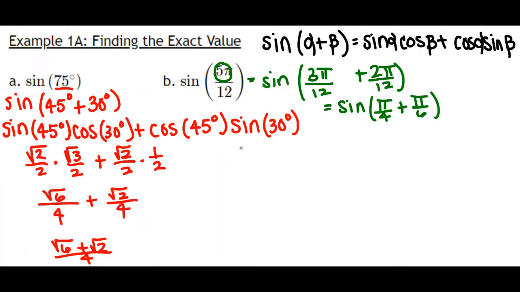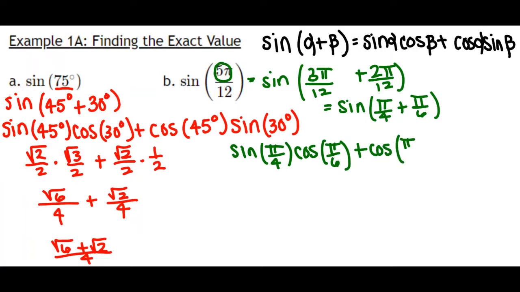I'll write it down here. So I have sine pi over 4 cosine pi over 6 plus cosine pi over 4 sine pi over 6. Then we follow the same steps and look these up on our unit circle.